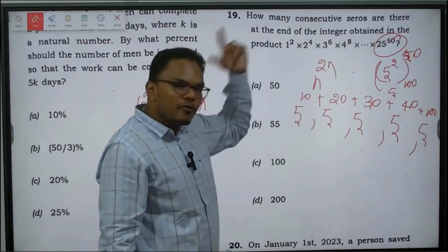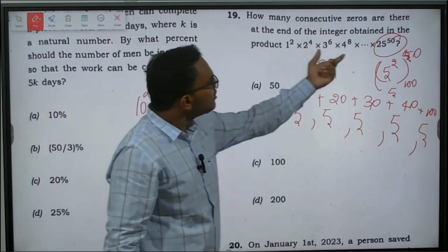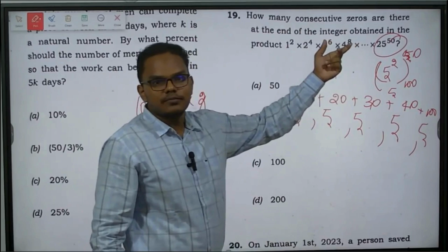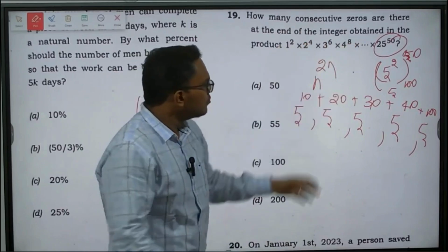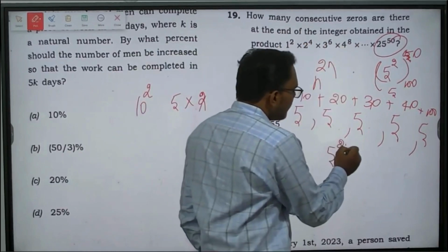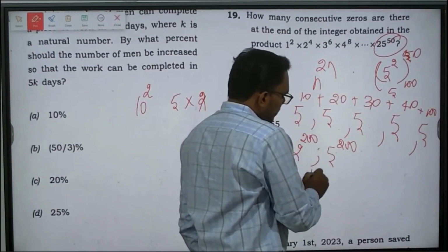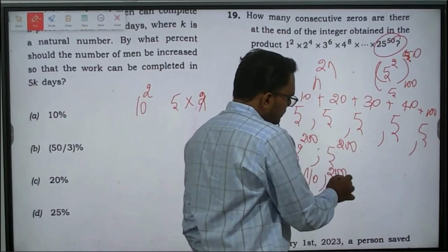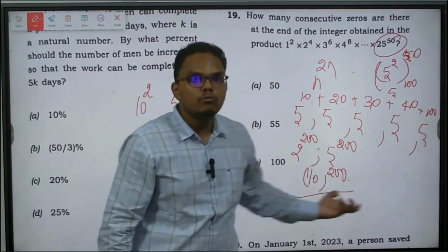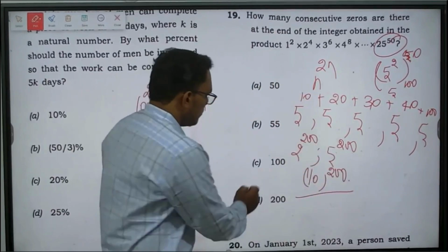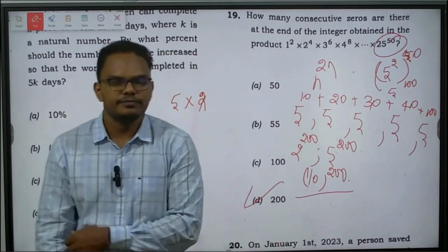And definitely you'll have 2 power 200 also, because you have a lot of even numbers. Okay, so you'll have 5 power 200 and you'll have 2 power 200 also. If you multiply both, what will happen? You'll get 10 power 200, which is nothing but 10 followed by 200 zeros. So this is the right answer.